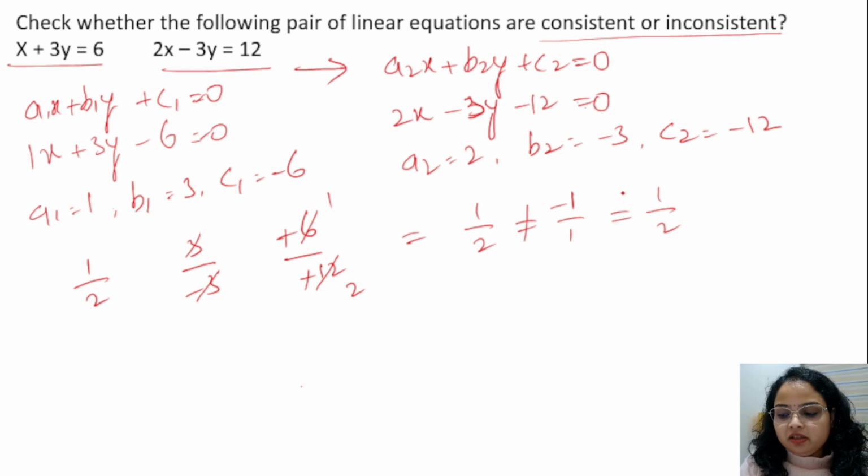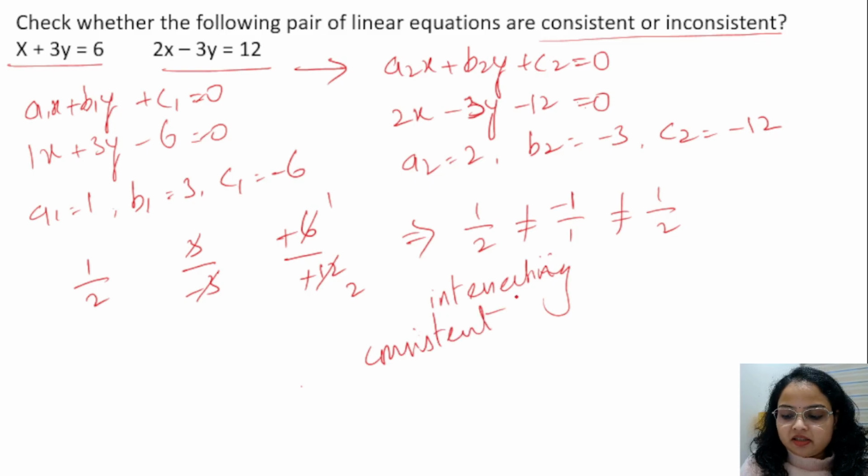Here all the ratios are not the same. All the three ratios are different. So the lines are intersecting. The lines are intersecting and the lines are consistent. They are a consistent pair of linear equations.